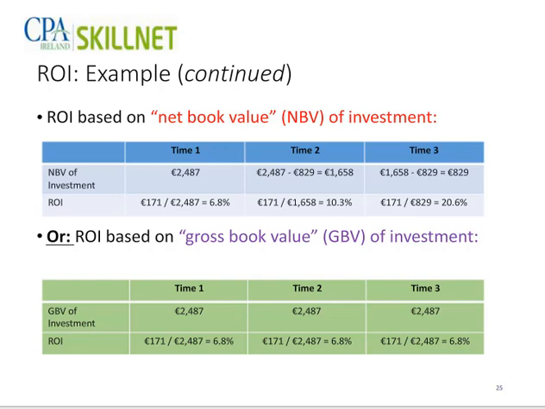The second possible way to work out return on investment is shown by the table in green. In this case, return on investment is calculated by taking the profit and dividing it by the gross book value of the investment. So in other words, every year we simply divide the profit by the cost of buying the asset in the first place. And therefore the return on investment is 6.8% in each of the 3 years.